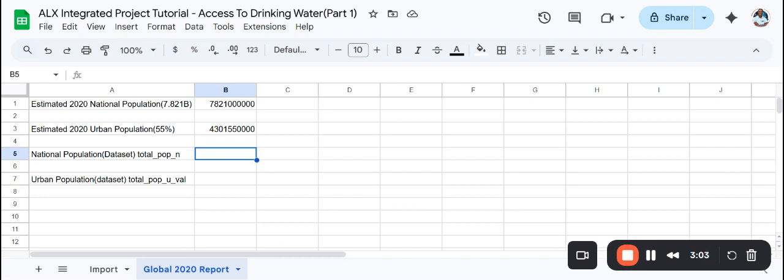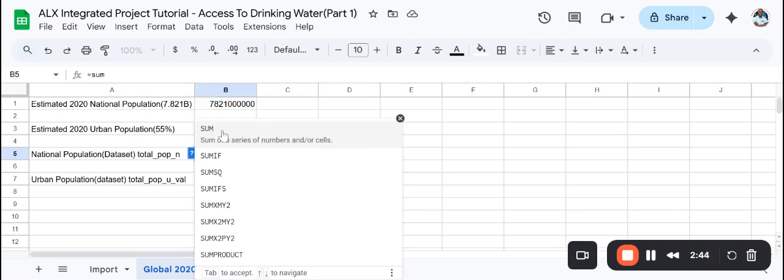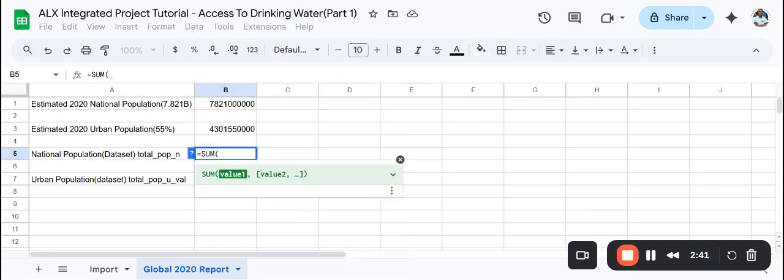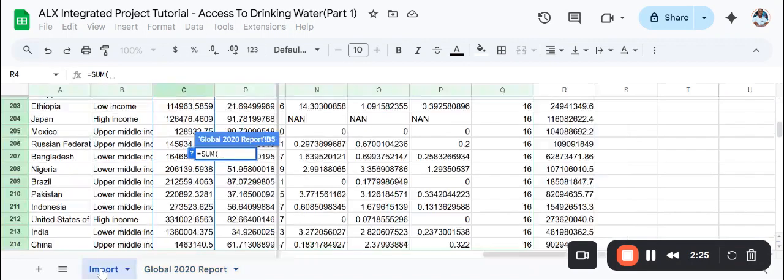Now I look at what the total national population per our data set will be. So I introduce my equal sign. If you are talking about total, then we know that the function to deploy here is the sum. So I will look for the sum, and then here we are. Now, what am I summing? I am going to sum all the values that are under the pop underscore n. So let me go and look for it. I go to where I have that data set. You will notice that I've named that sheet import. So I'll click on it.